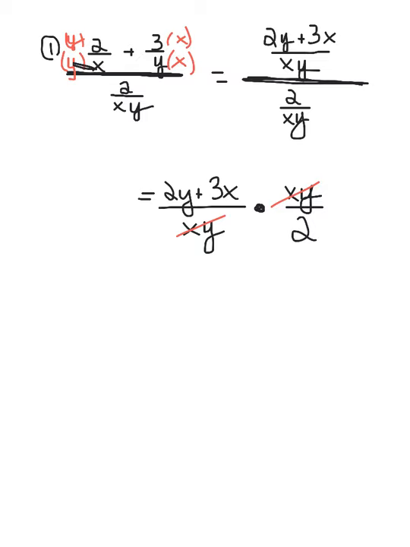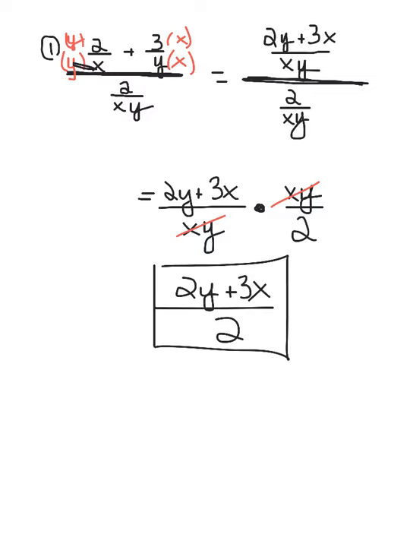So then our final answer is just going to be 2y plus 3x, that quantity, over 2. And there you go.